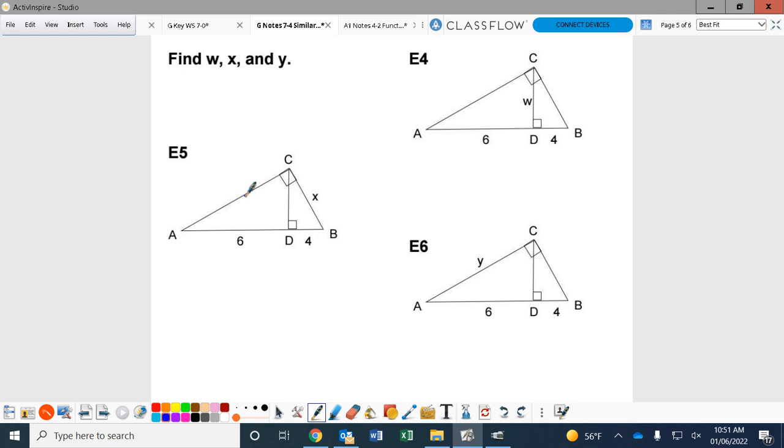Here's our first problems. We're going to start with E4. It's over here on the right because it's the one in the middle. The one in the middle is always the easiest one to find. That W is your geometric mean because it's floating in the air. So W repeats. The repeats are always floating. And what's it going to be between? What and what? 6 and 4. It's always between the two pieces that it touches down on the hypotenuse. So to solve that, that would be W squared equals 24. To undo a square, you would take the square root of both sides.